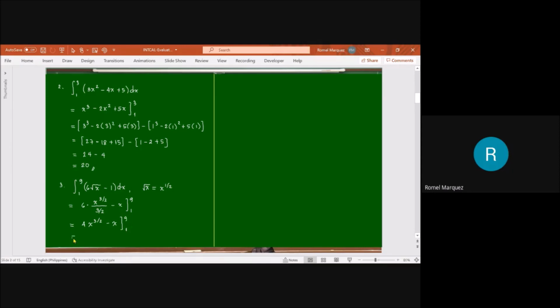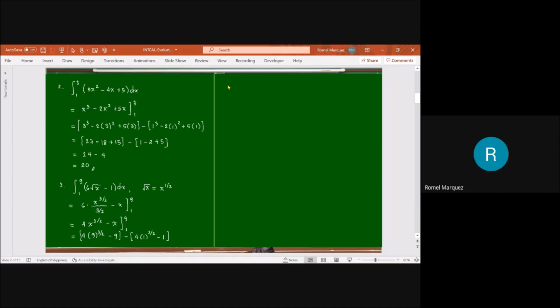And this is equal to, what is the value here? So we have 4 times 9 raised to 3/2 minus 9. Then from here we get the other value, the value of this when x is 1 this time. So minus 4 times 1 raised to 3/2 and then minus 1.